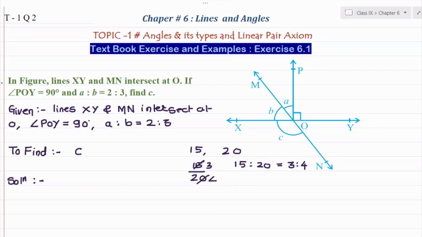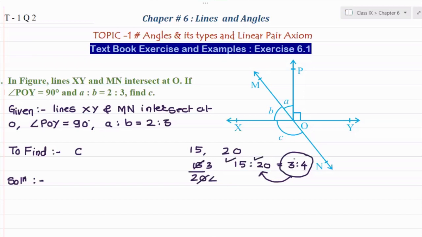Now suppose from the ratio given to me, 3 ratio 4, I want to get back the original values, that is 15 ratio 20. How can I get them? We know that the common factor was 5. So if I multiply 3 by 5, I will get 15. Similarly, if I multiply 4 by 5, I will get 20.